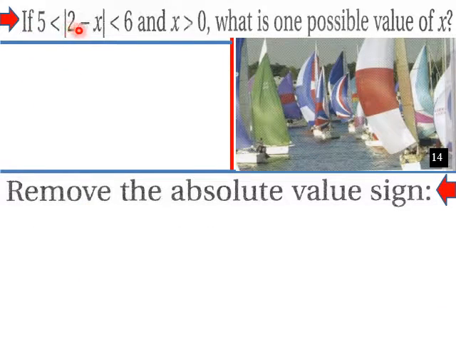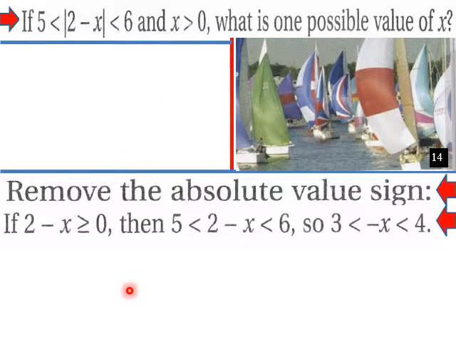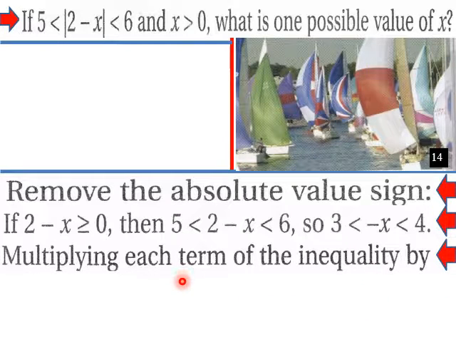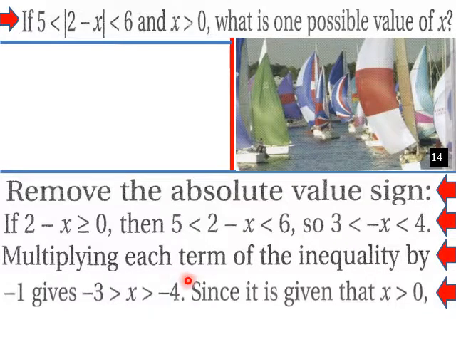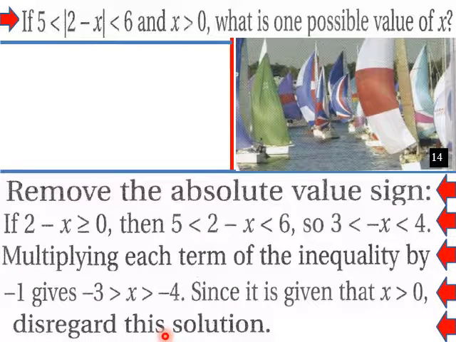If 5 is less than |2 minus x| is less than 6, and x is greater than 0, what is the possible value of x? Remove the absolute value sign. If 2 minus x is greater than 0, then 5 is less than 2 minus x is less than 6, so 3 is less than negative x, and negative x is less than 4. Multiplying each term of the inequality by negative 1 will change the direction of the sign. Since it is given that x is greater than 0, disregard this solution.